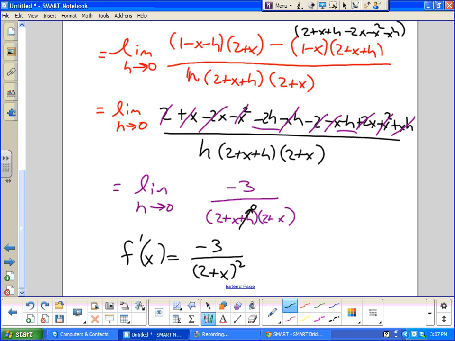We just found the derivative of the function. And if we graph this, we know when it's positive, the function's increasing. We know when it's negative, the function's decreasing. And that's a huge step for us.